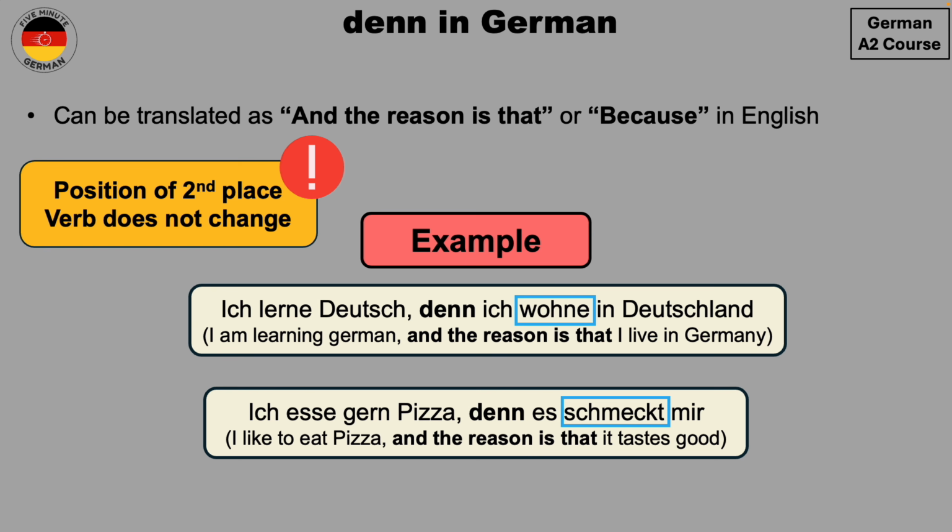So the simplest way to remember the difference between "denn" and "weil" is that in case of "weil", the verb will go to the last position, but in case of "denn", the verb will remain at its original position. So this is the simplest way to remember it. Now let's take a look at some other examples.